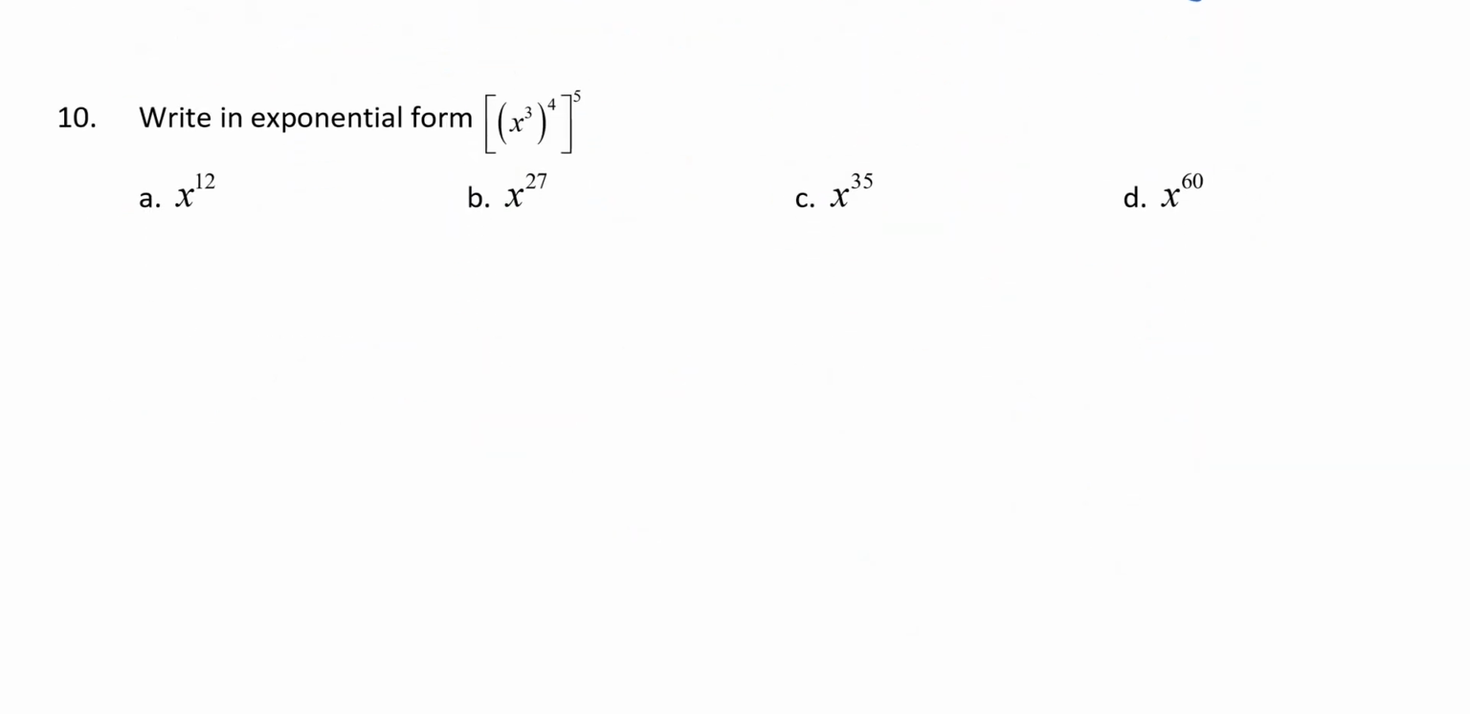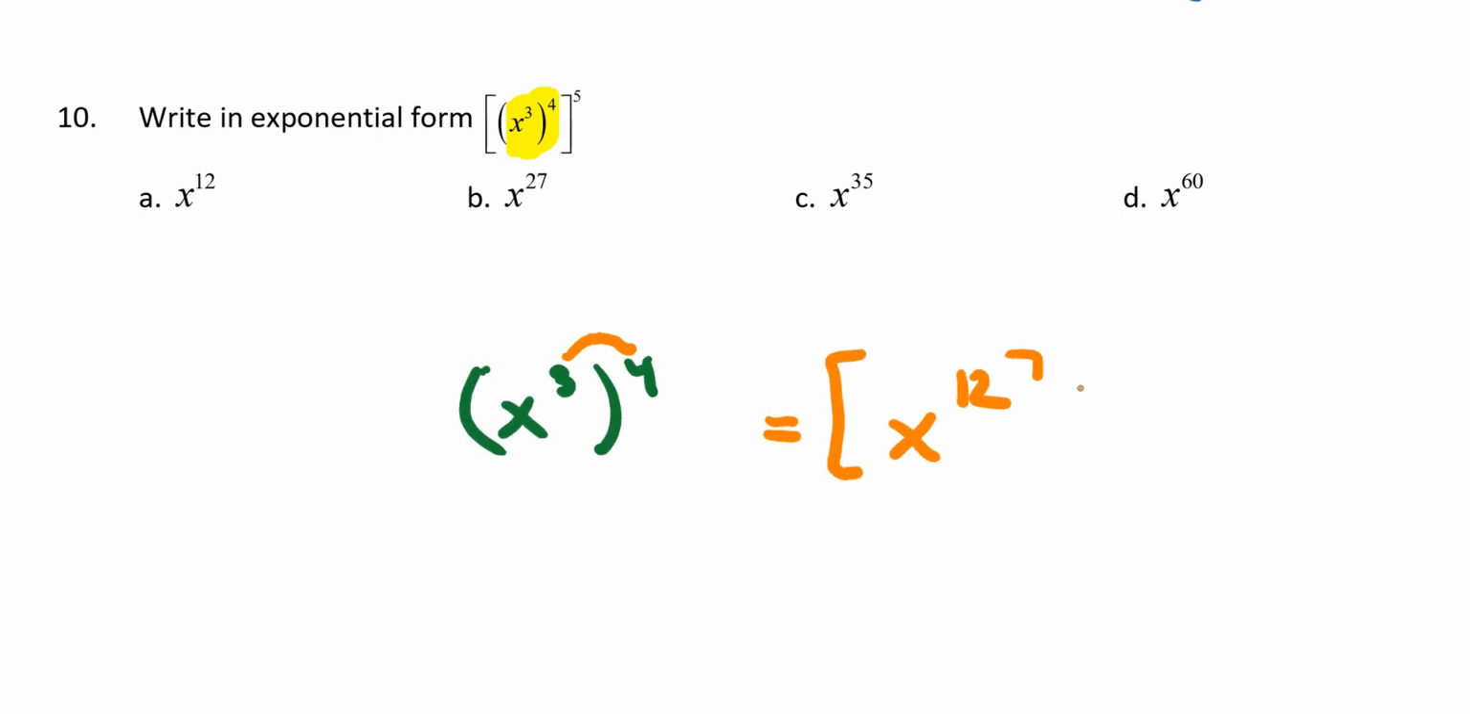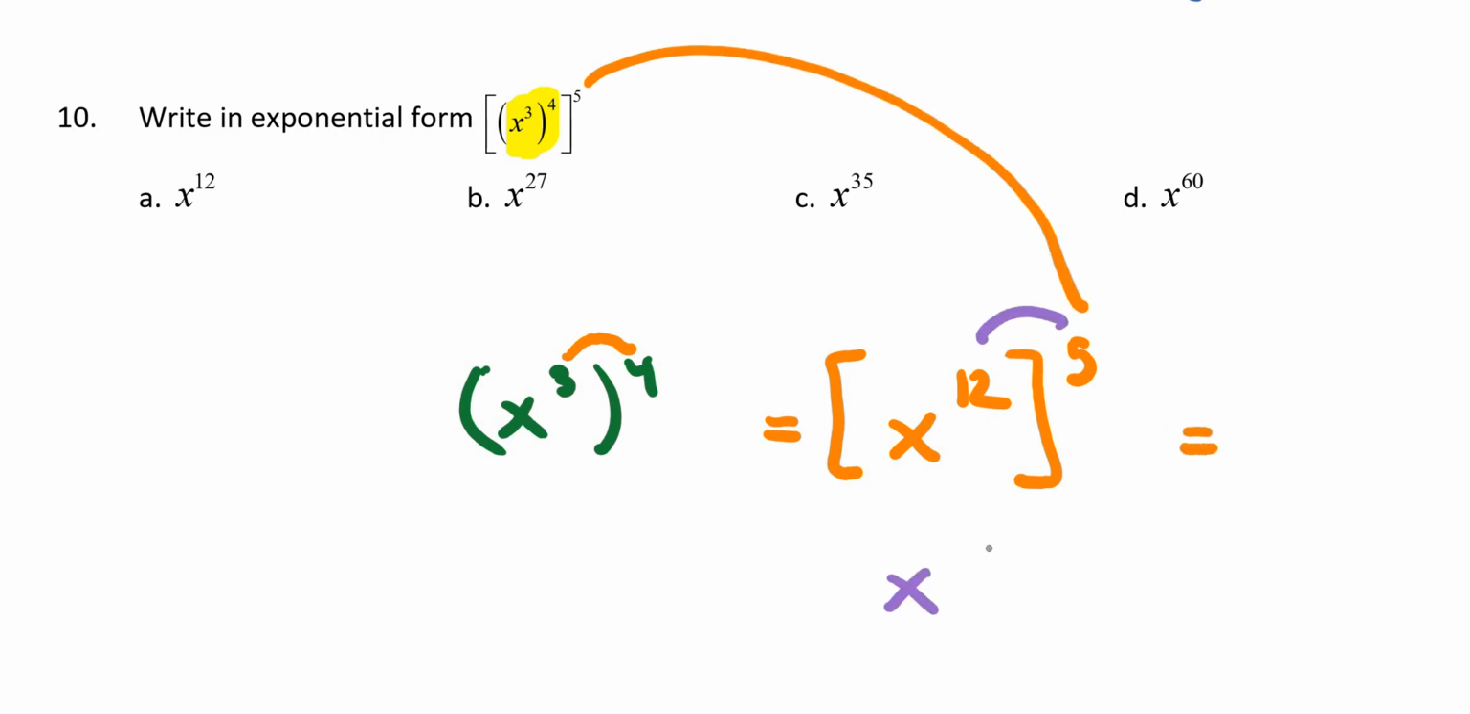Write in exponential form. All right, so this one's not too bad. Let's take a look at this yellow expression here, which is x to the power 3, and then you have a 4, right? So all you're doing here is just multiplying the 3 and the 4. If I do that, 3 times 4 is going to be 12. And then you have this bigger bracket on the outside, and you have that 5 here, right? And 12 times 5 is going to be 60. So x to the power of 60 is your final answer for question number 10.